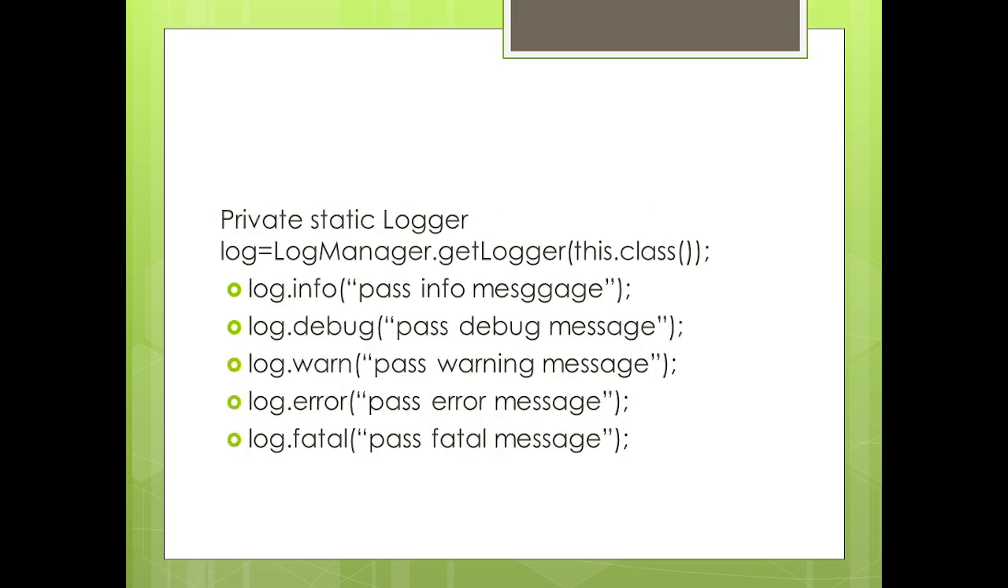And this is an example of how we can implement the logger inside a Spring Boot project. Private static Logger log is just an object, with LogManager.getLogger and this class, whichever class you are going to implement it in. You can use log info, debug, warning, error, or fatal. These types are what we are going to implement.